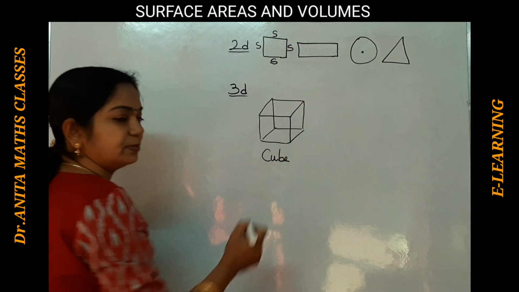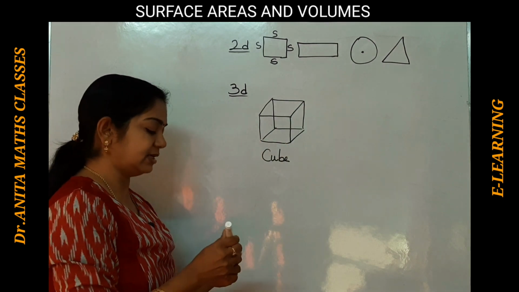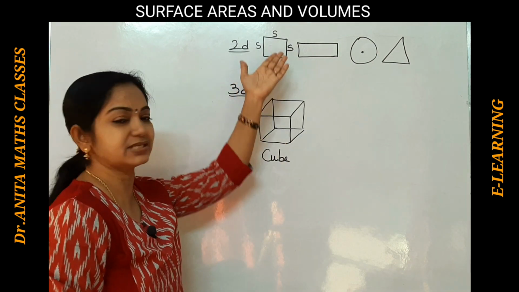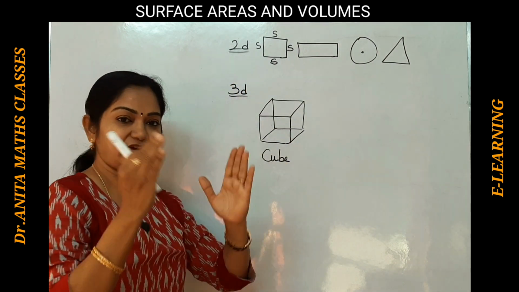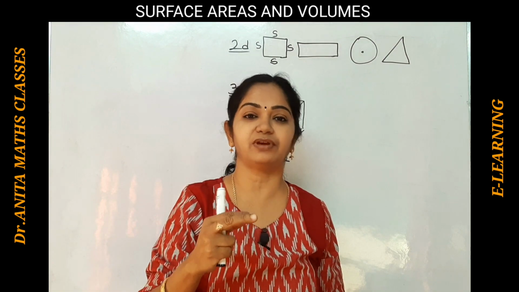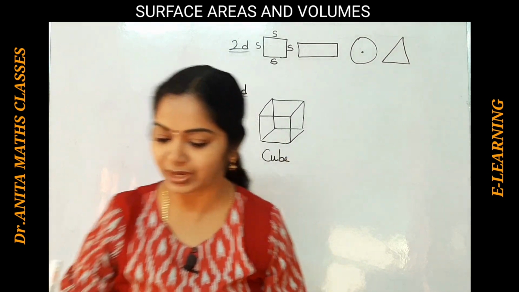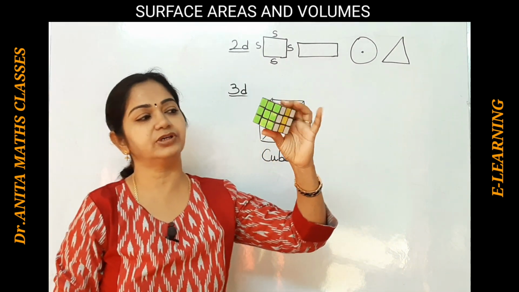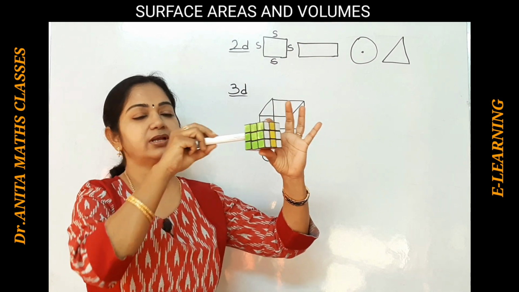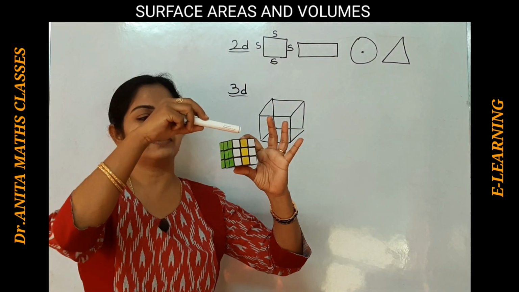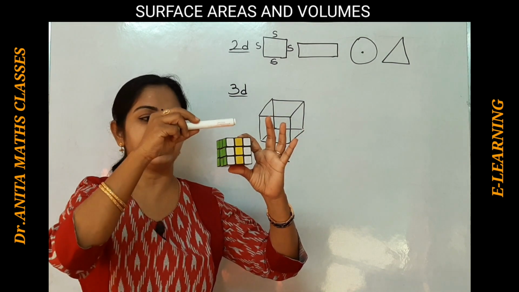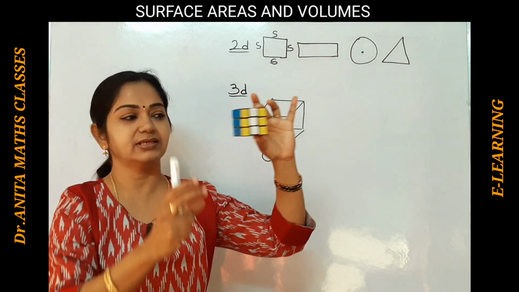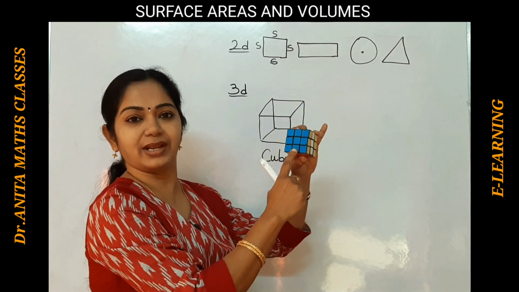Whereas in a cube, there are altogether 6 faces. All the 6 faces are squares. Now we know in a square all sides are equal. So in a cube all the faces and in each face all the sides are equal. Now I'll show you an example of a cube. This is a Rubik's cube which you use to play. See here you have 4 faces here as well as a top and a bottom. So altogether we have 6 faces, isn't it? This is a cube and each face is a square here.